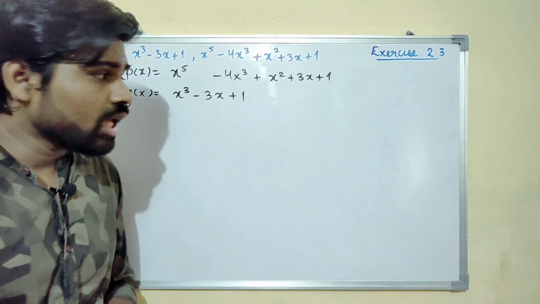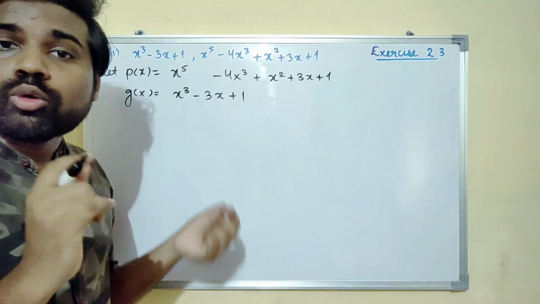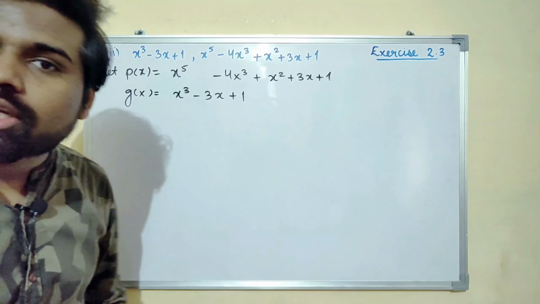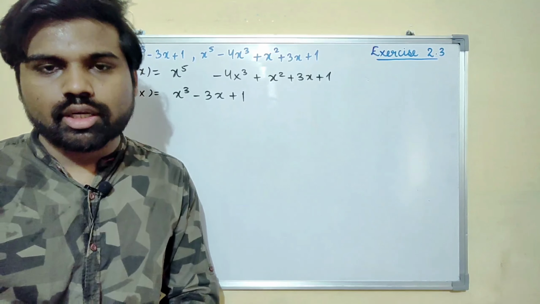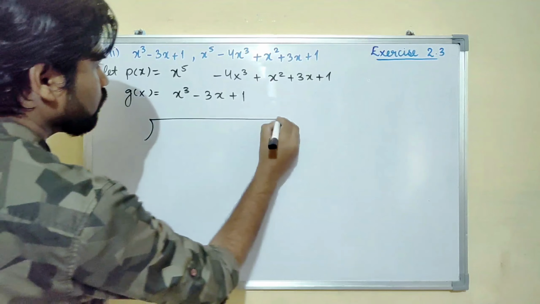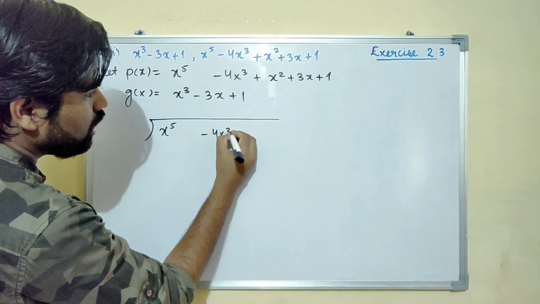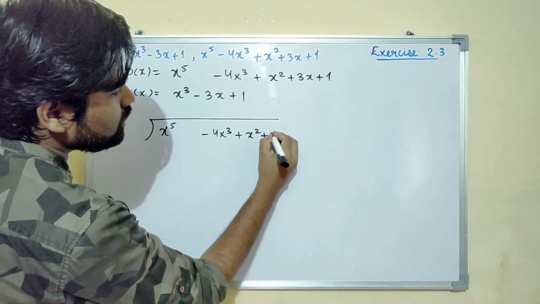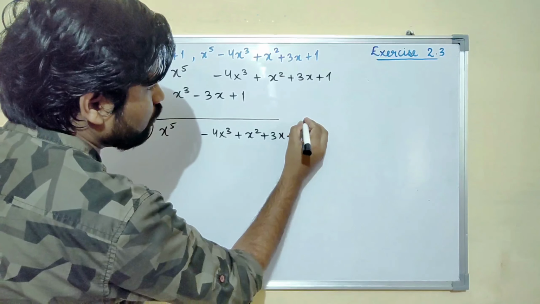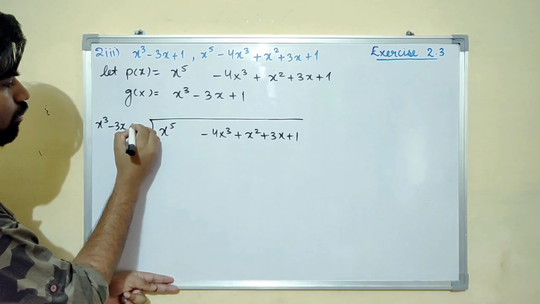Now you would be thinking that I did not leave a space for the x square term here, right? You need to leave the space only for the dividend, not for the divisor. Remember that, okay? Now let us divide this polynomial. X raised to the power 5 minus 4x cube plus x square plus 3x plus 1 will be divided by x cube minus 3x plus 1.